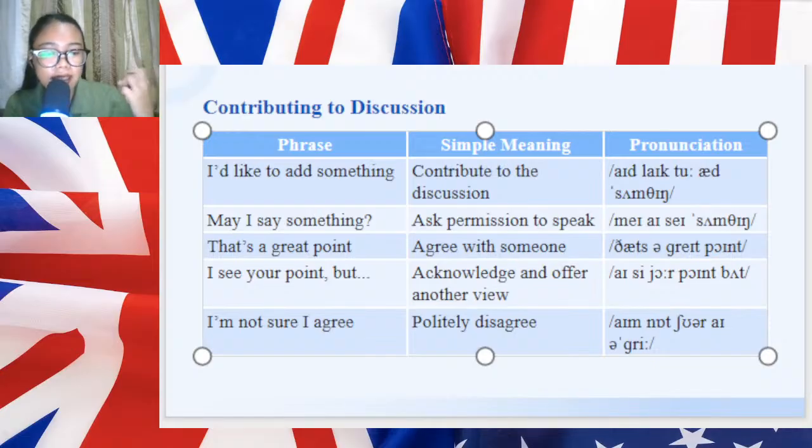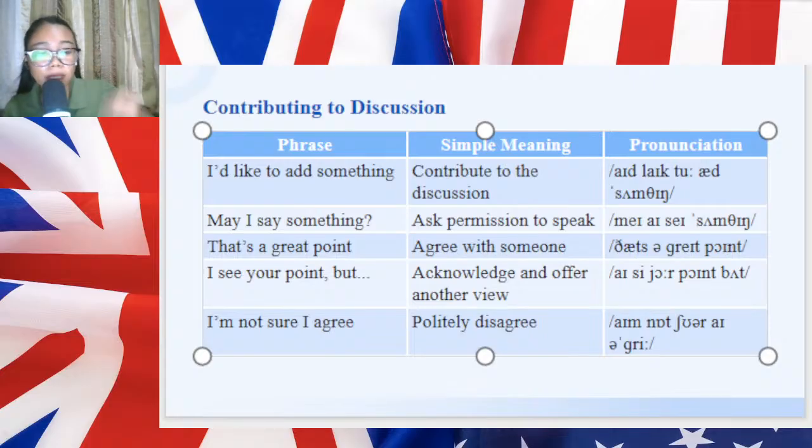It indicates that you understand the other person's perspective, but are about to introduce a contrasting or alternative viewpoint. So this is a crucial phrase for disagreeing politely and constructively. You acknowledge that you see their point. You show that you have listened and understood their perspective before offering a different one. So the word but here signals the introduction of your contrasting idea.